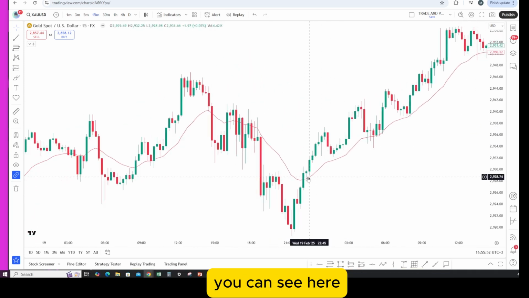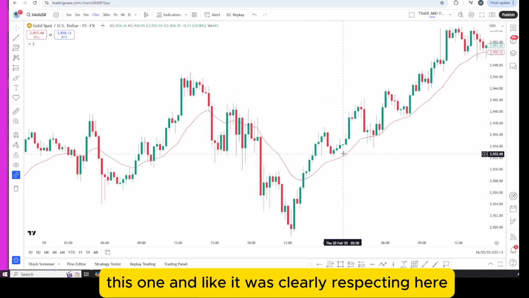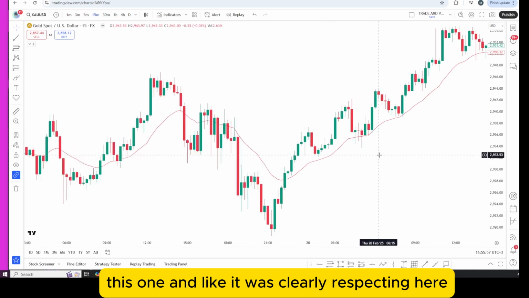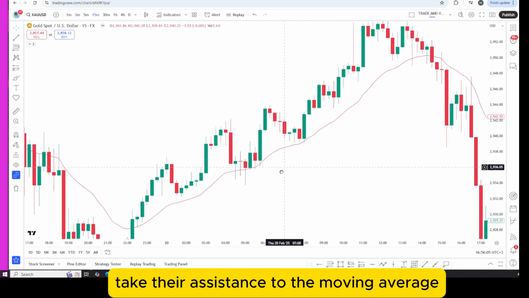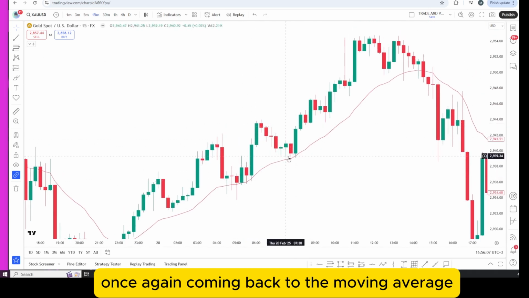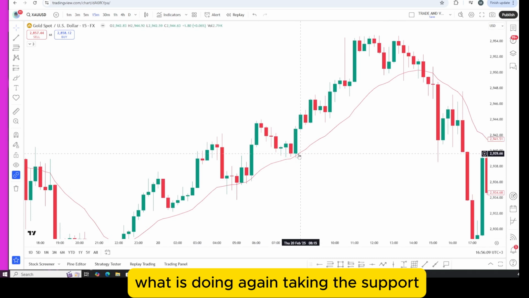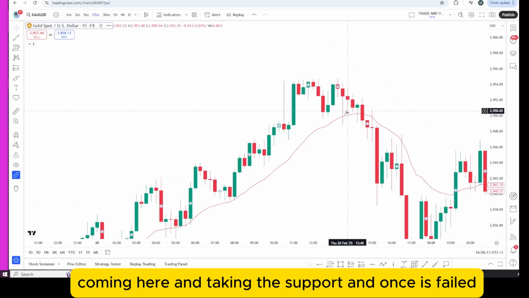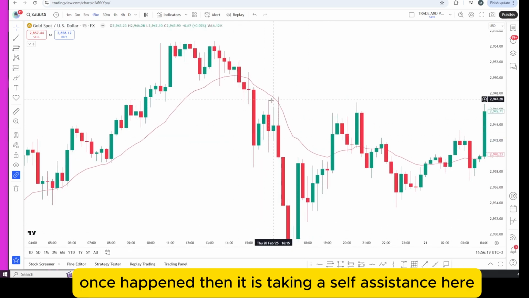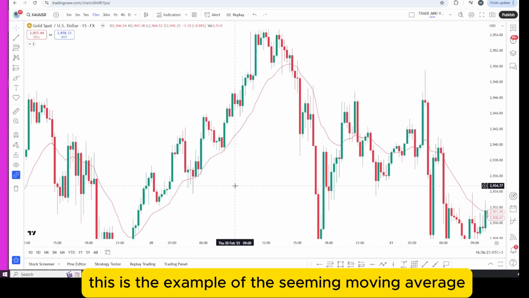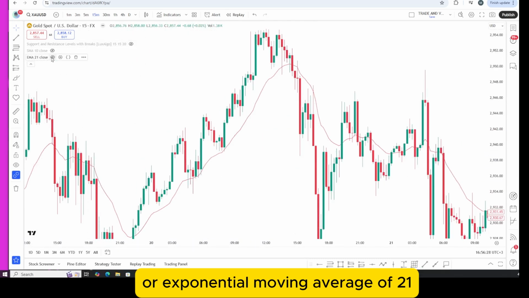You can see here, once it broke this, it was clearly respecting it: it was breaking and coming back to take resistance at the moving average. Once again coming back to the moving average, it takes support, and once that failed, it came to the falling average and took resistance there. This is the example of the exponential moving average of 21.